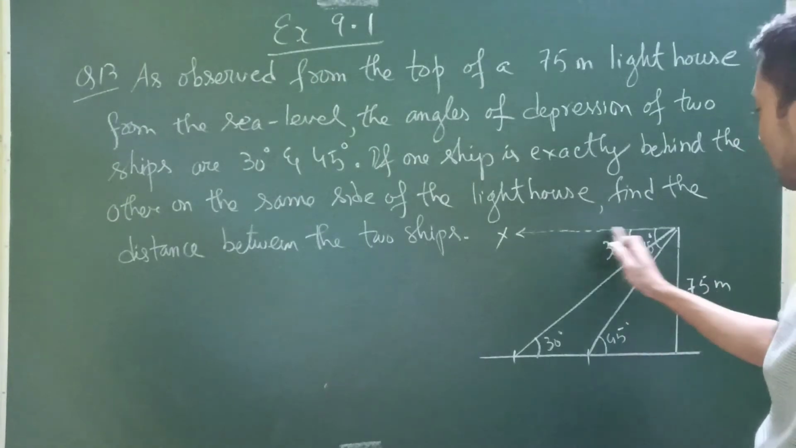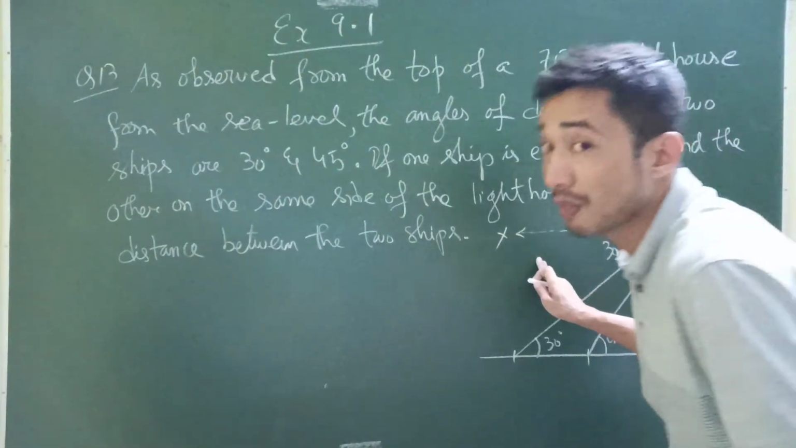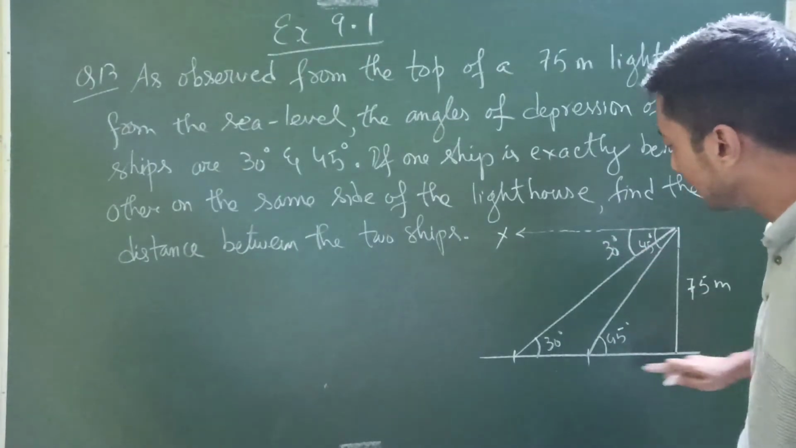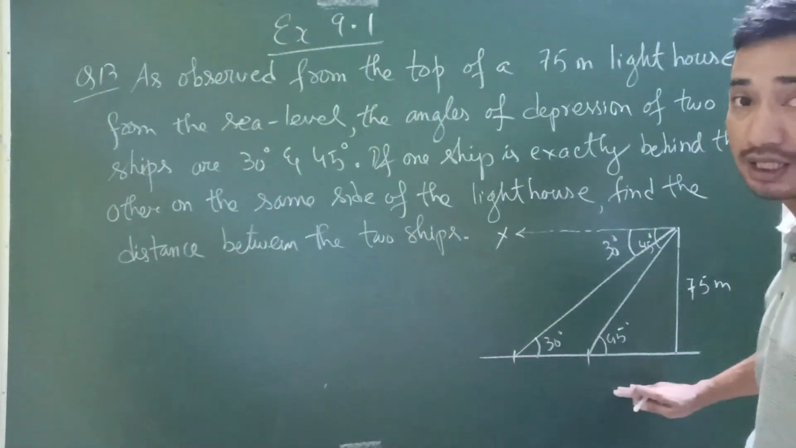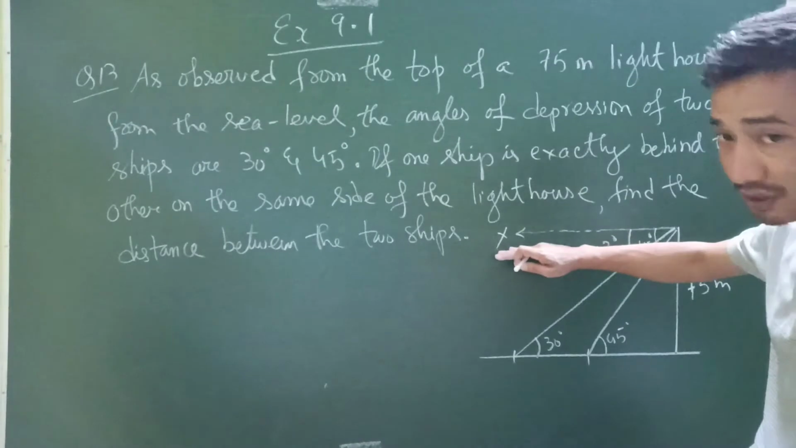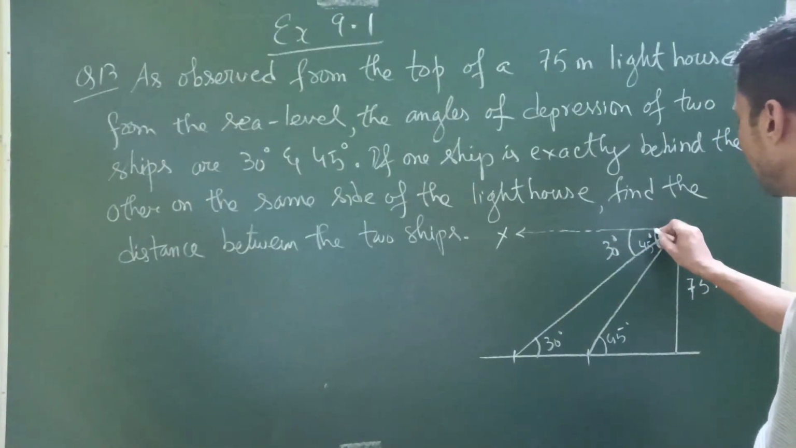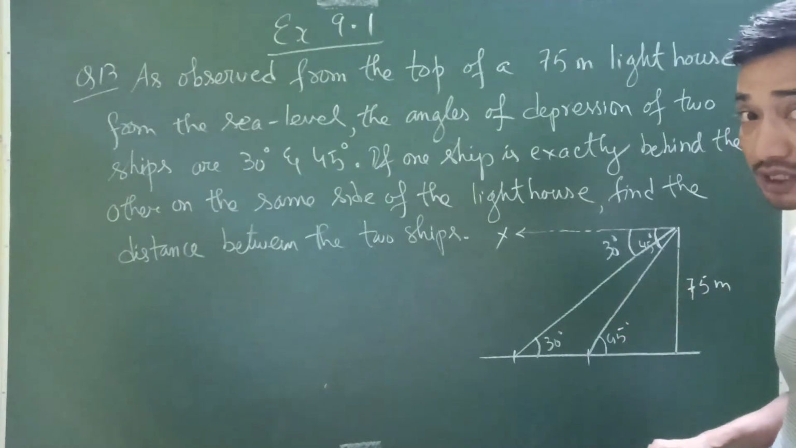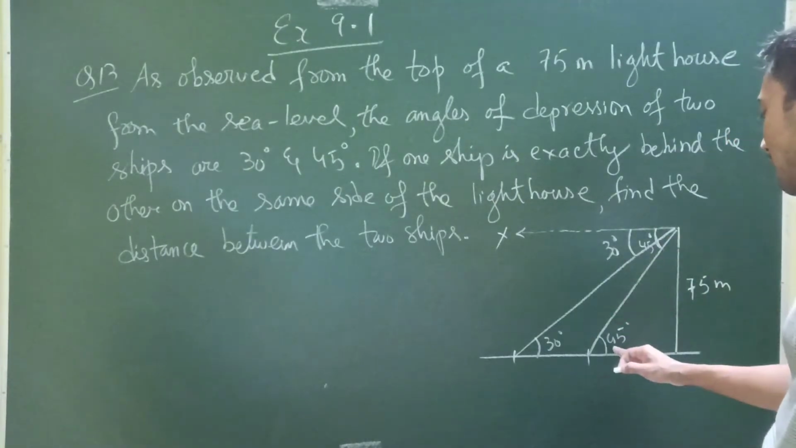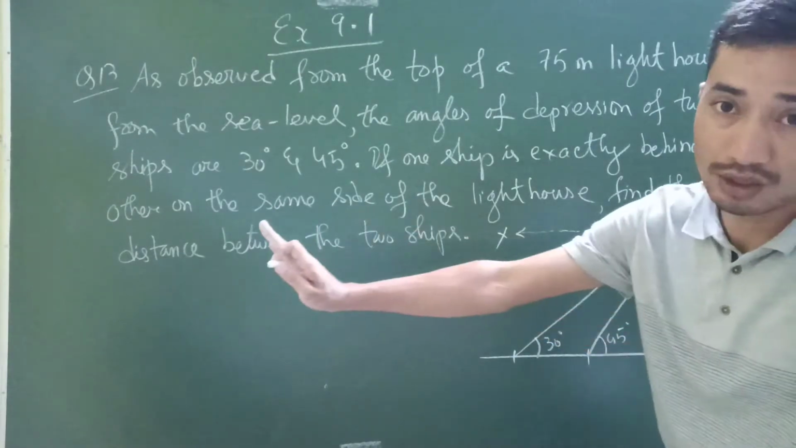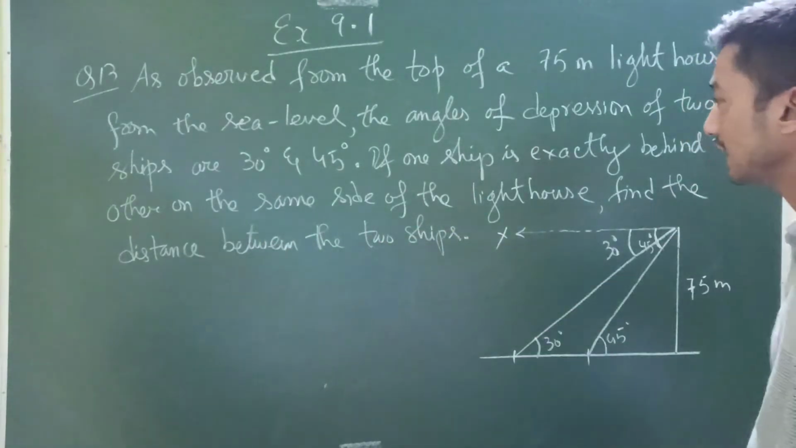Of course, it is about angle of depression, but these are parallel lines, parallel to the sea level. This is the parallel line of sight, horizontal line. So these will be equal, alternate interior angles, definitely. So this angle will be 45, this angle will be 30. So the farther, the smaller the angle.